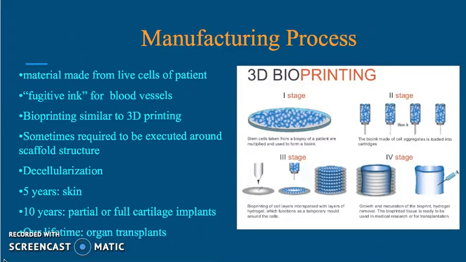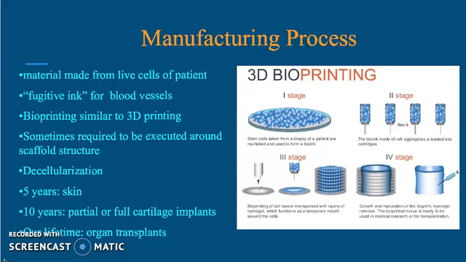To fabricate the material, live stem cells are taken from a biopsy and are then multiplied to form a bioink. The bioink is then injected around a temporary mold made of hydrogel. Once this is completed, the stem cells grow and mature, then the hydrogel can be removed, leaving the final product. This process is shown in the image.